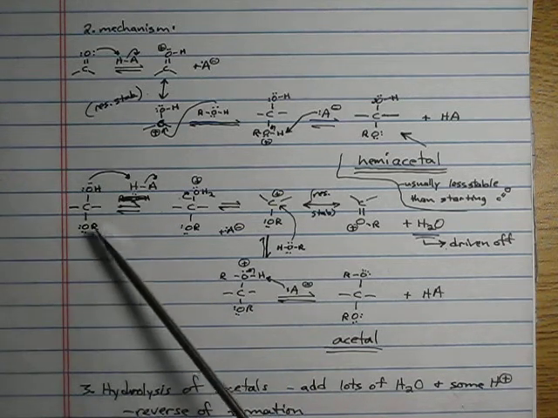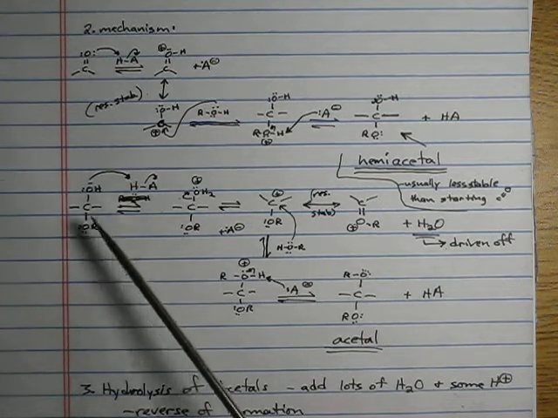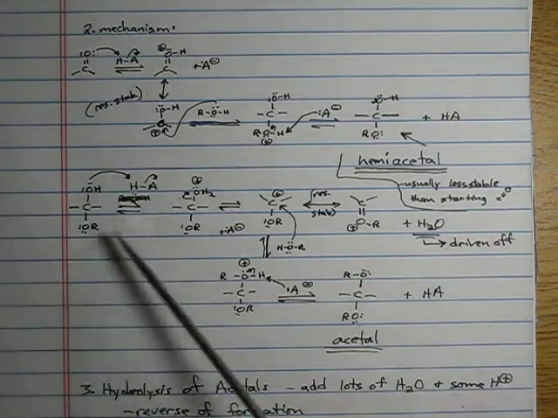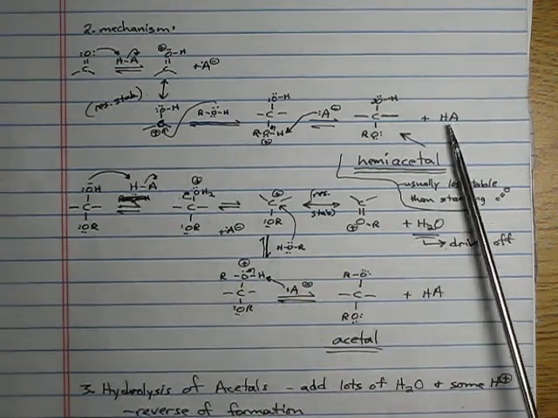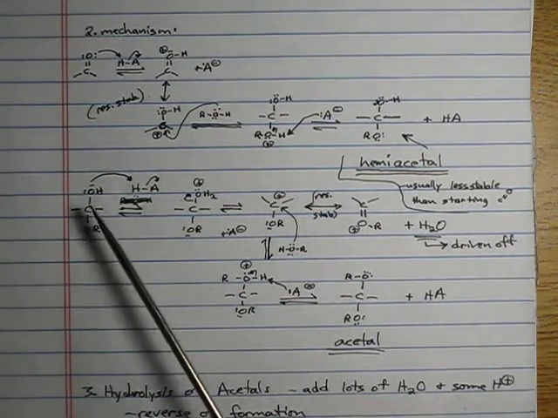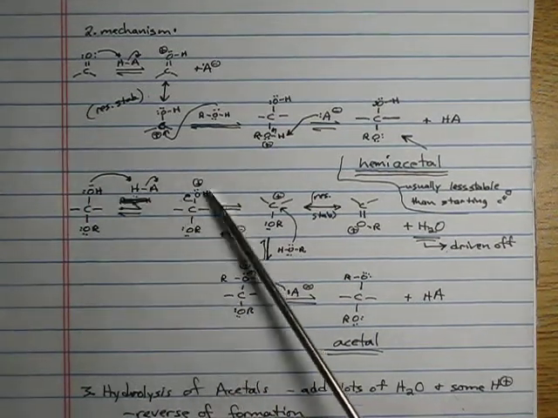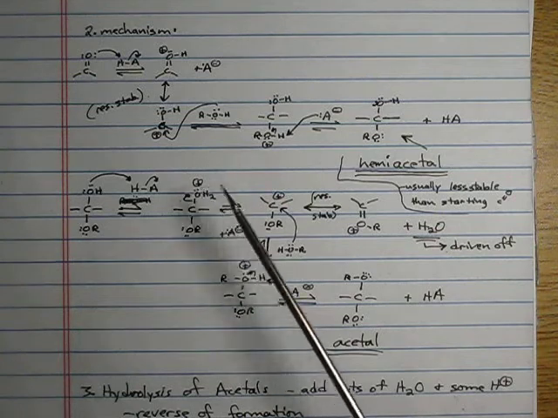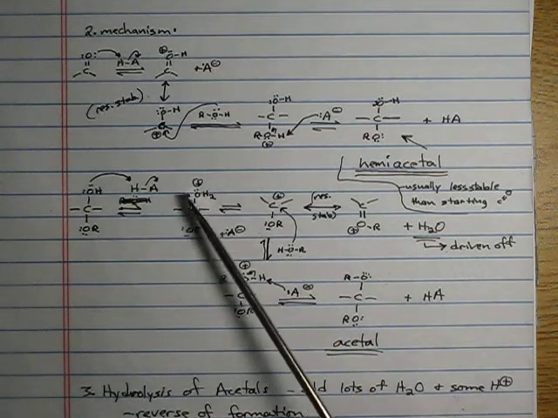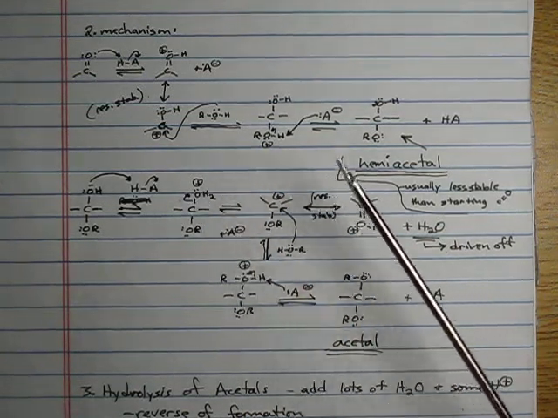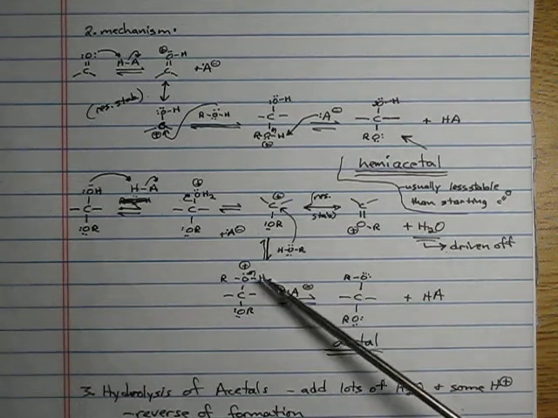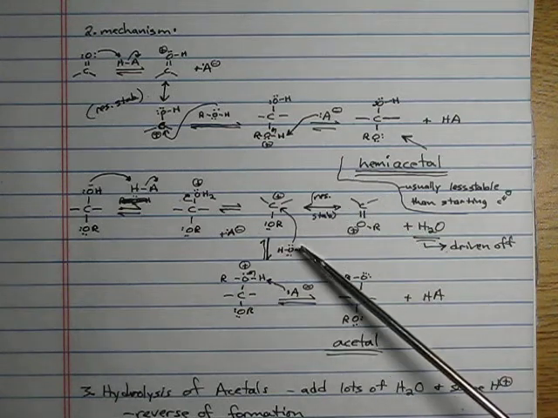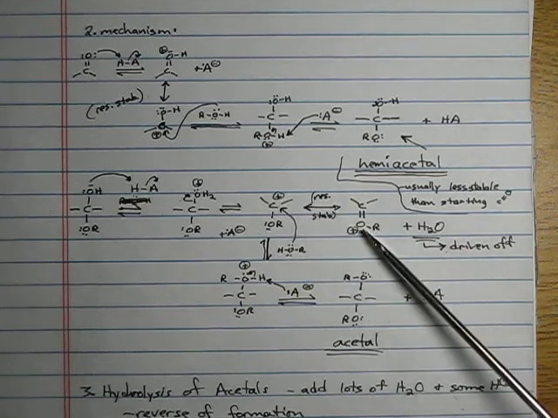So how do we add the other OR group? An acetal has two OR groups on here. So with our hemiacetal here, we still have more HA. Heck, that was our catalyst. We got it back. This oxygen attacks the hydrogen, becomes protonated to make H2O plus, bonded to this carbon, which is a good leaving group. Water leaves to give our positive carbon here, which is resonance stabilized, this way.